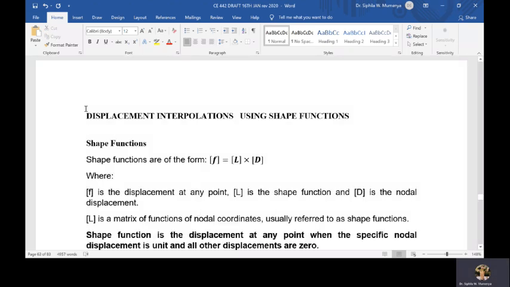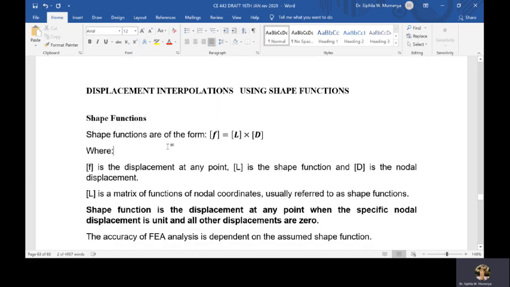The second lesson will be on displacement interpolation using shape functions. We want to see how we go about using the finite element approach. Let's see first what shape functions are. Shape functions are very important to understand before we are able to proceed.